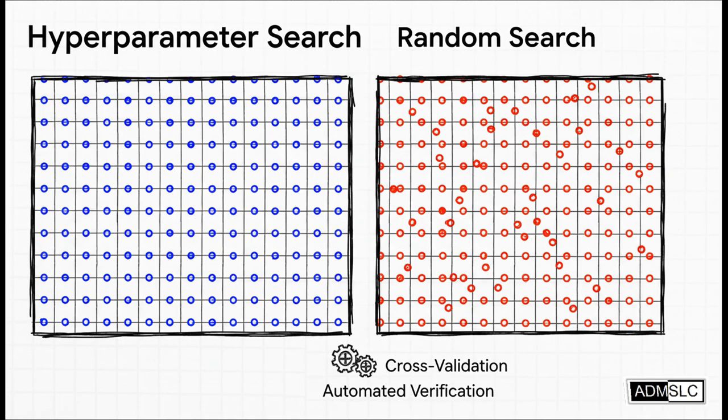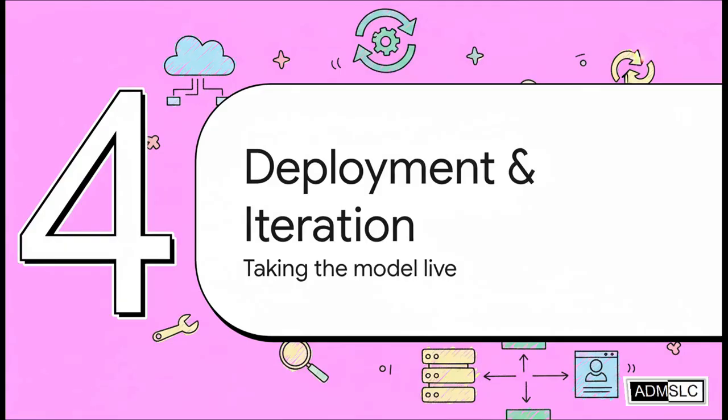Now, finding these perfect settings can feel like searching for a needle in a haystack, so we use automated methods to help us. A grid search will literally try every single possible combination you give it. A random search is a bit more efficient and just tries random combinations. Both of them use a technique called cross-validation to make sure the performance gains they find are real and not just some lucky fluke.